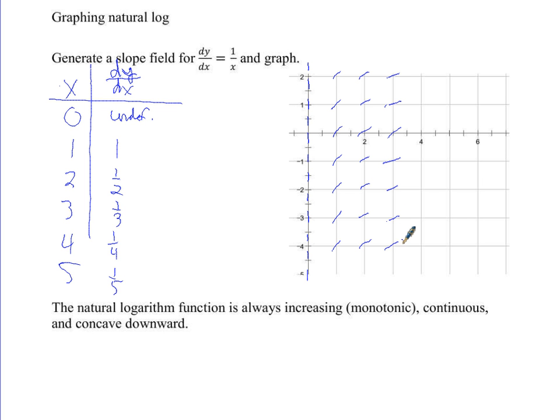And then 1/4, again, up 1, right 4 is the slope of 1/4. So I'm trying to go on a line path kind of like this. If you have a ruler or something straight, this becomes a lot easier to draw in a slope field. And then 1/5, now we're getting very flat.